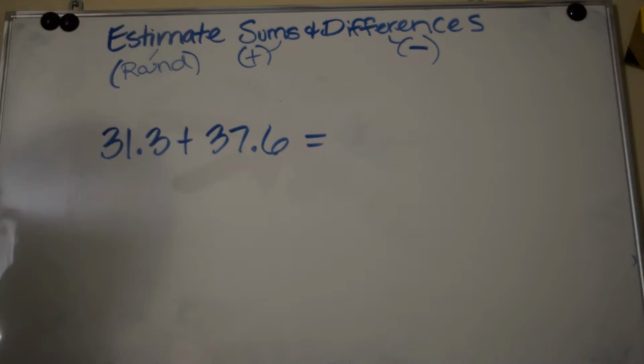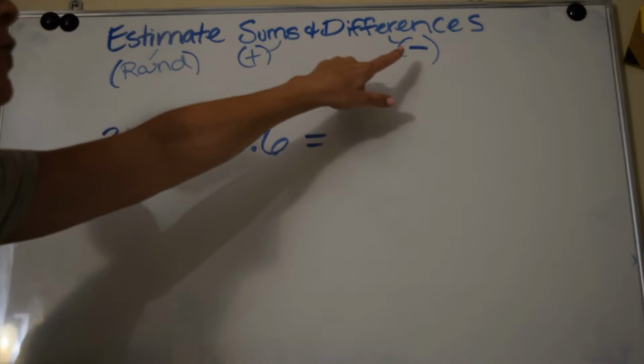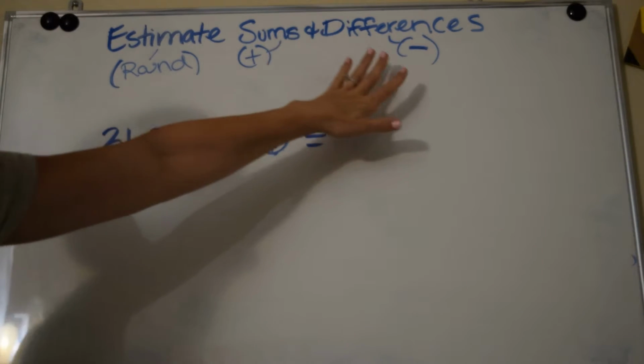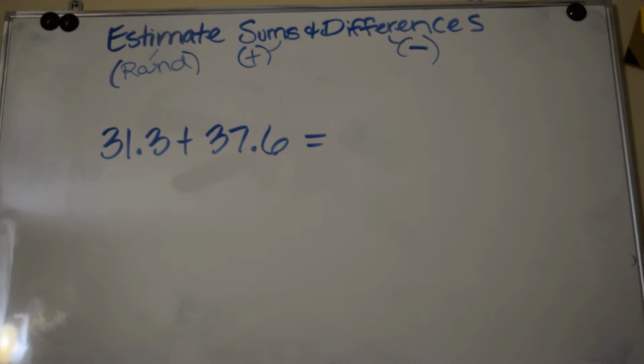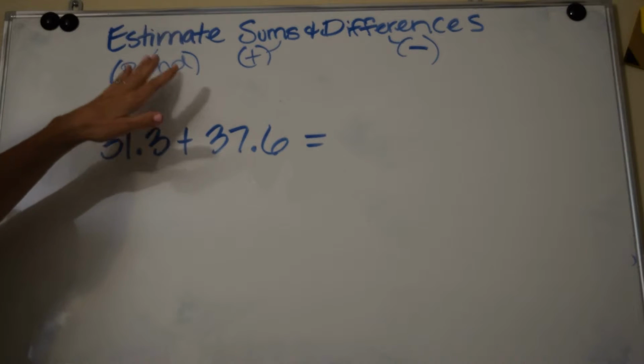Hi you guys, so this video is showing you how to estimate sums and differences. So what that means is that you're going to be rounding decimals and then adding or subtracting them. You guys know how to add and subtract whole numbers, so that part is easy. The part that's new is going to be rounding your decimals.